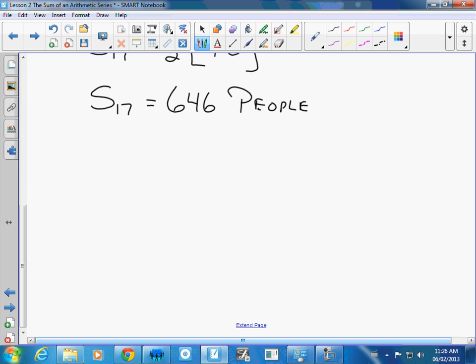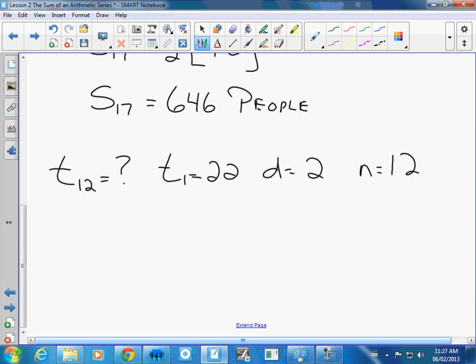So what are we looking for? T what? No, not just Tn, but T. We are looking for the 12th row. We want to know what is the number in the 12th row. Well, we need some other information, don't we? Do we need the first term? What's the first term? 22. That hasn't changed. What's D? 2. What is N in this case? 12, right? Because we want to know what's in the 12th row. Do we have 3 of the 4 pieces that we need? Yeah. Let's figure it out.